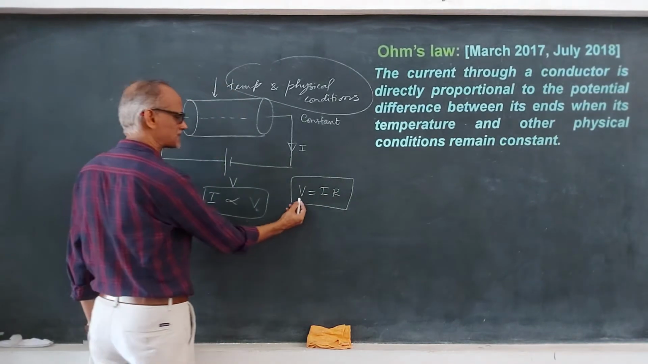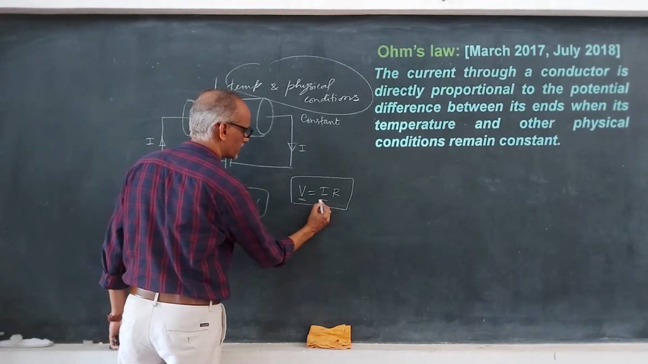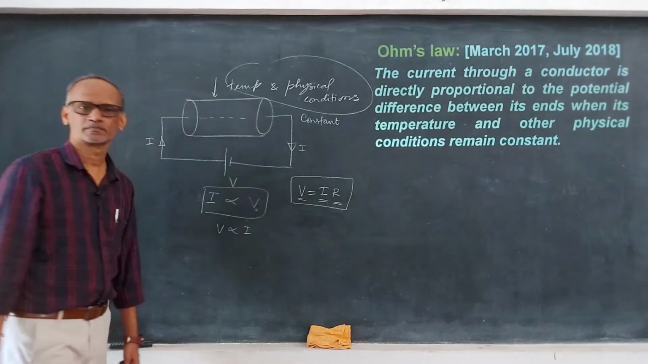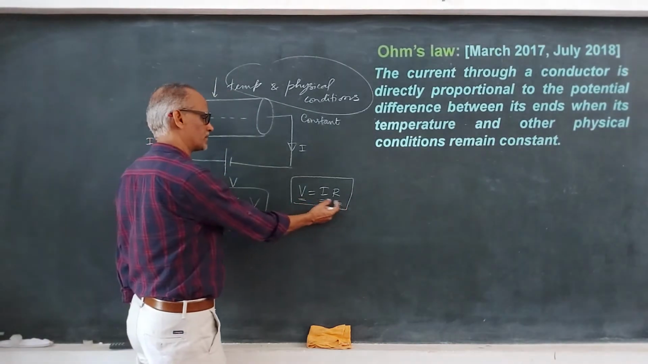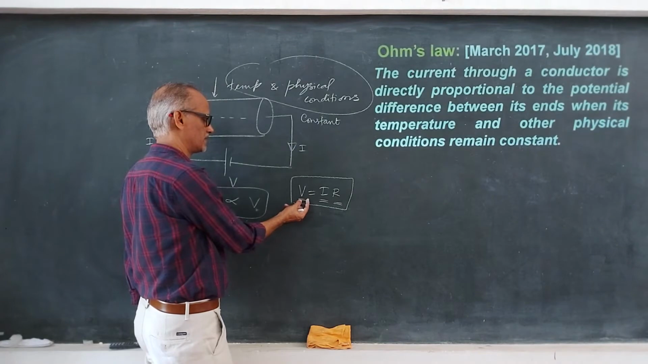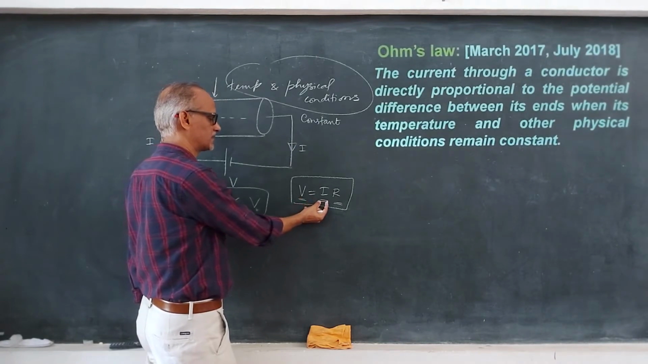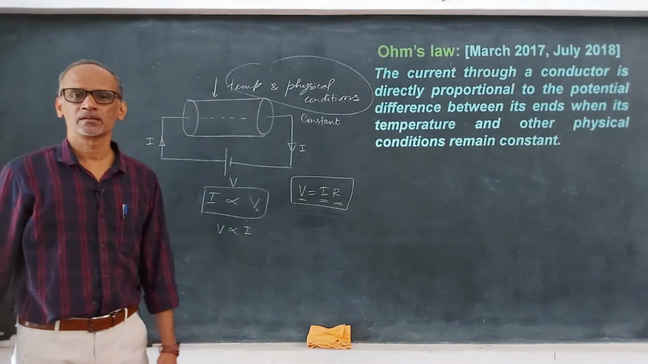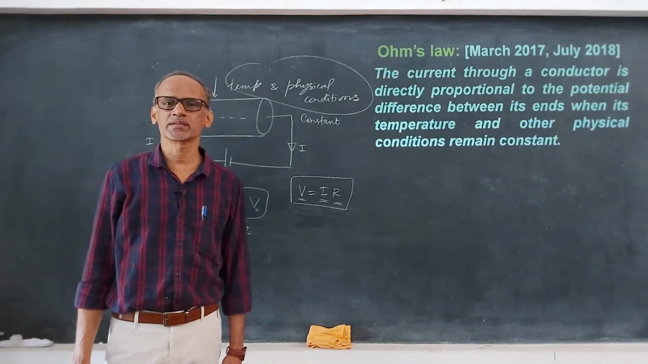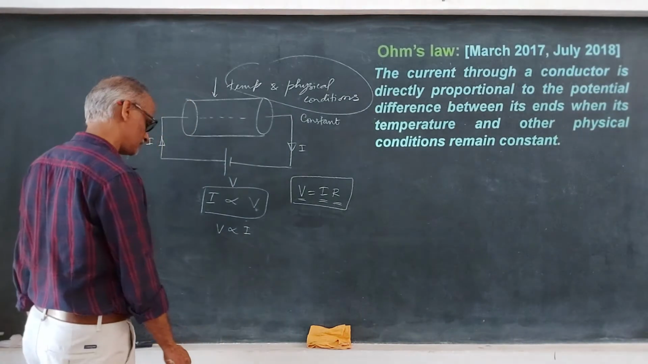You can even remember this equation like this, a very important relation, where V stands for potential difference, I is the current and R is the constant called electrical resistance of a conductor.